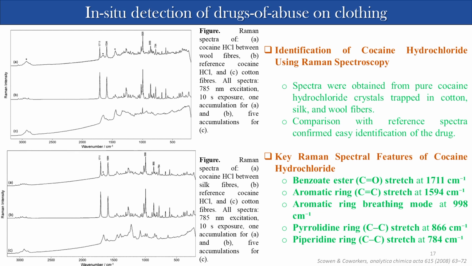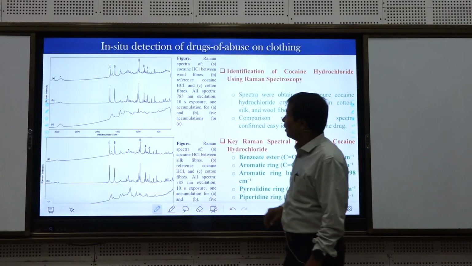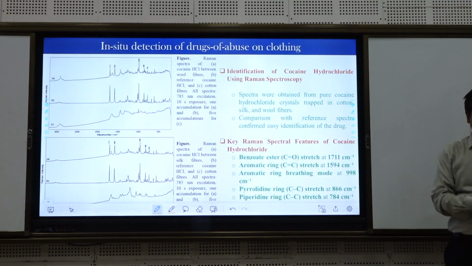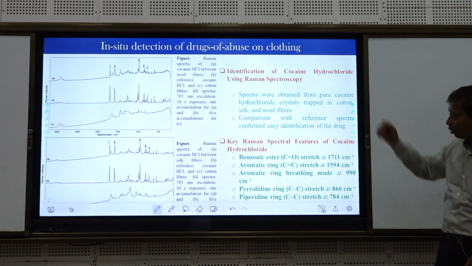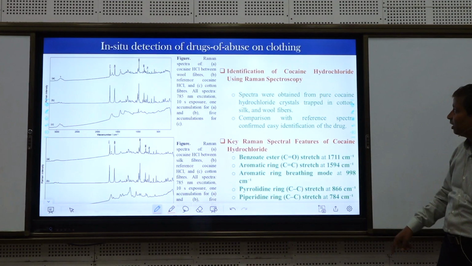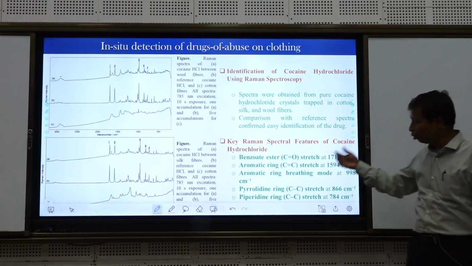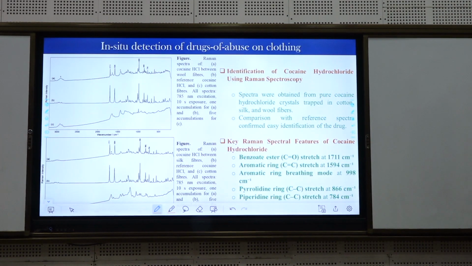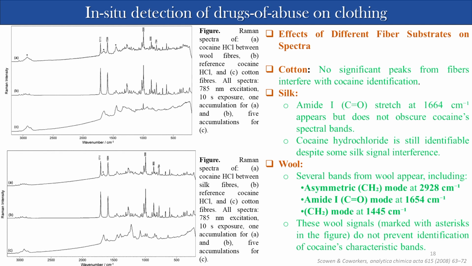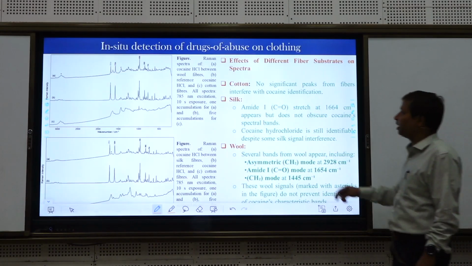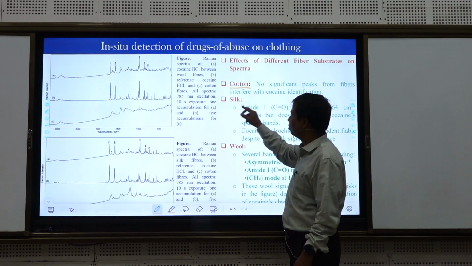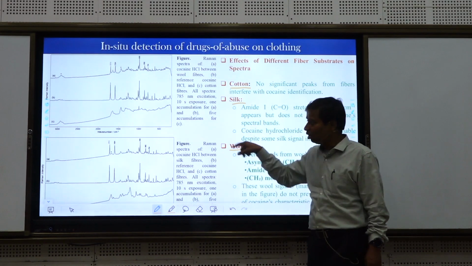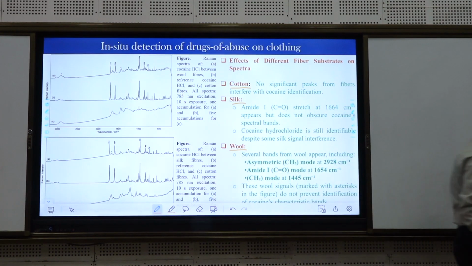Now if the drug is there on the cloth, that also can be found. There are reports on that. Through clothing also they could find out the signature of the drug molecule. They can detect even if it is sprayed on cotton, silk, wool. So all this they have studied independently.